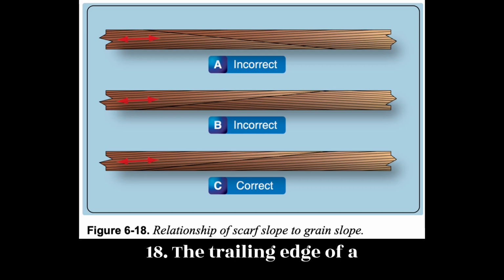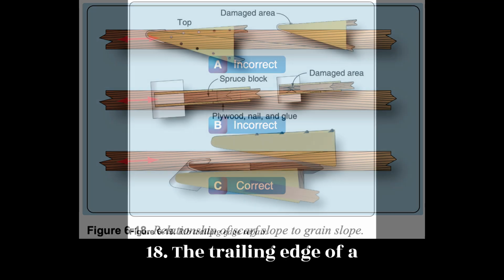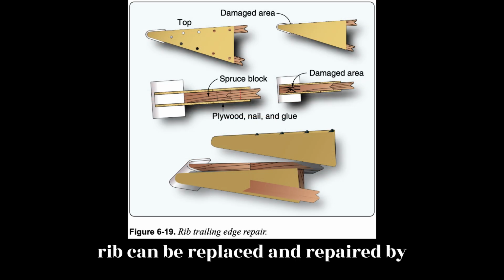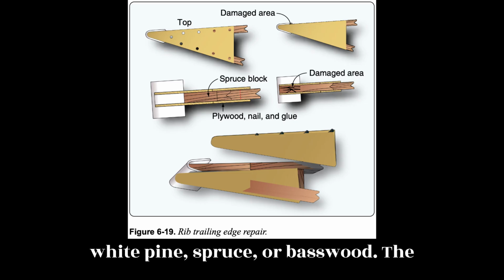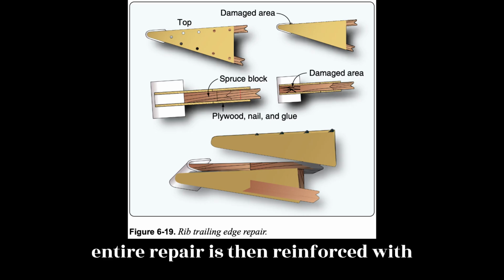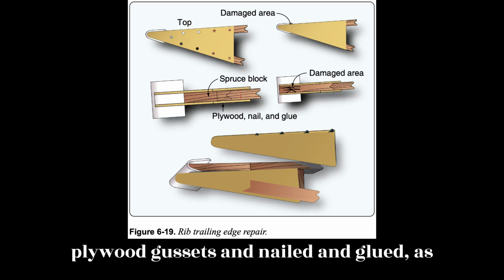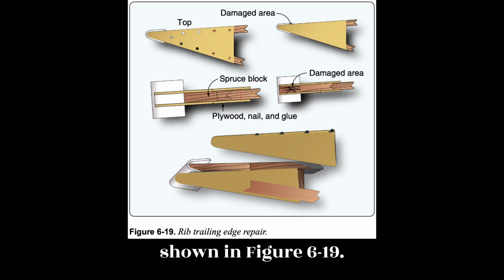Figure 6.18. The trailing edge of a rib can be replaced and repaired by removing the damaged portion of the cap strip and inserting a softwood block of white pine, spruce, or basswood. The entire repair is then reinforced with plywood gussets and nailed and glued, as shown in Figure 6.19.